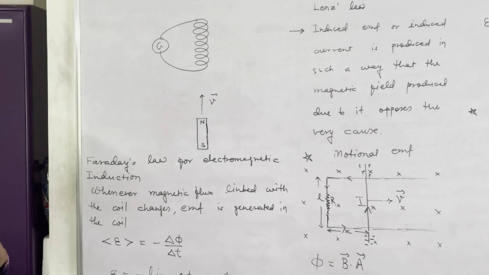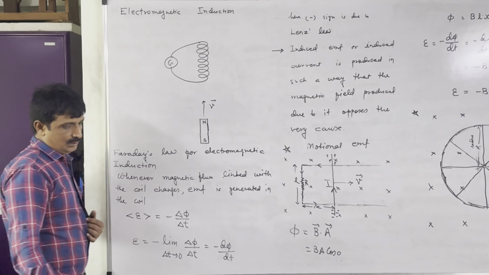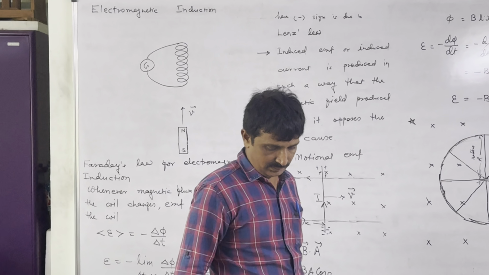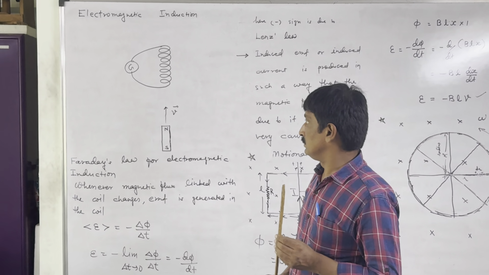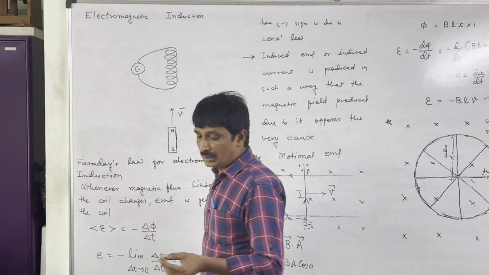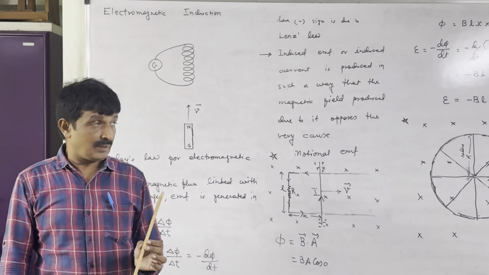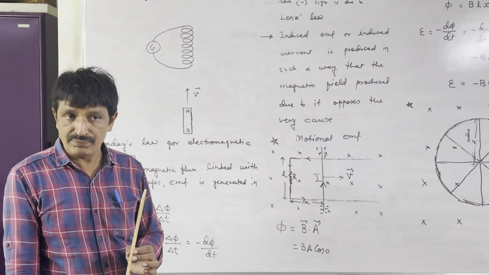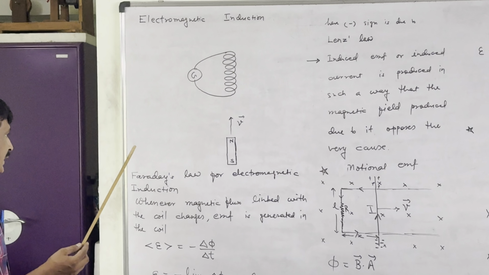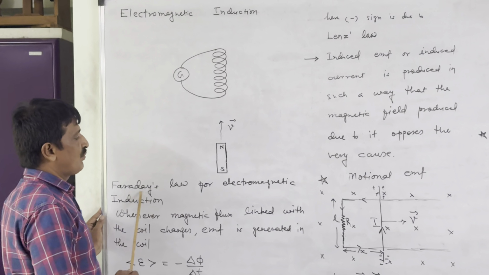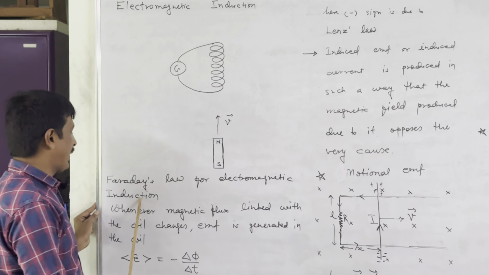Electromagnetic induction. We have studied the magnetic effect of electric current, that is, current carrying wire produces magnetic field. So the reverse question is: can we create electric field using magnetic field? The solution is given by Michael Faraday. It is called Faraday's law of electromagnetic induction.